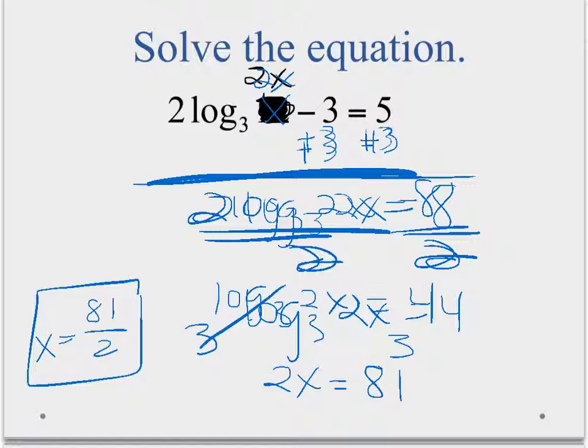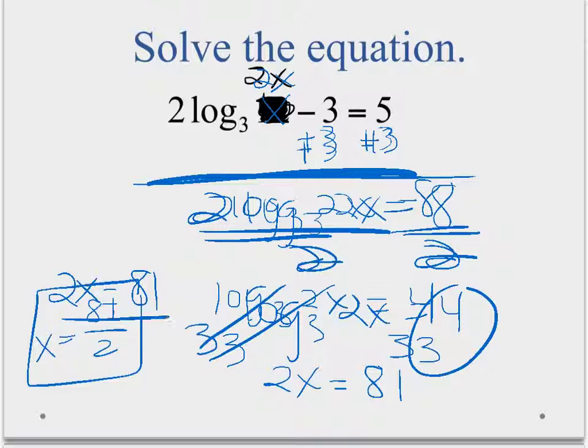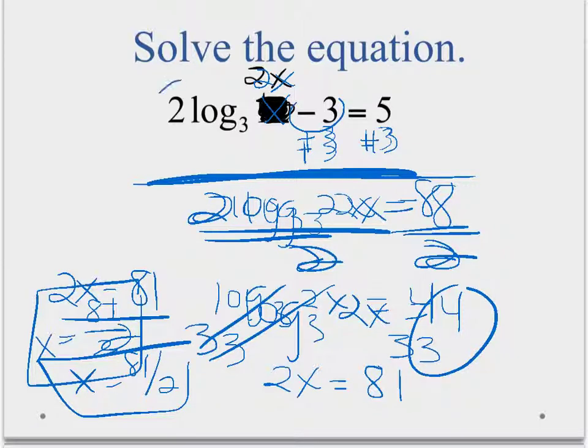And I have to get rid of this log base 3, so I need to take base 3 to both sides, and that cancels the log 3. So I get 2x equals 3 to the 4th power, which is 81. And then divide both sides by 2, and we get 81 over 2. So remember that we have to get rid of everything around the log before we can take the base of that log to get rid of it.